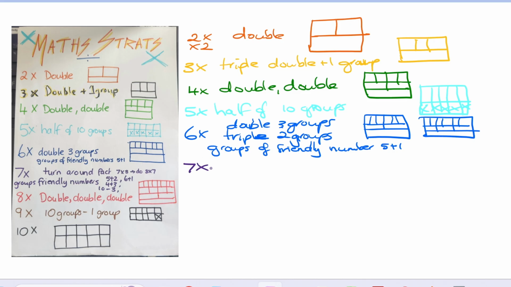7 being a prime number, I cannot break it up into any factors that are friendly, right, because I've only got 7 and 1. So what I usually say is, and you might have different words for this, is use a turnaround fact. So I turn the number around to something that you might know. So 7 eighths might be 8 sevens. So I know how to do 8 of anything. Or I might make groups of friendly numbers.